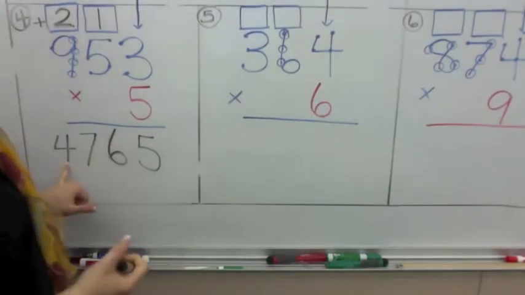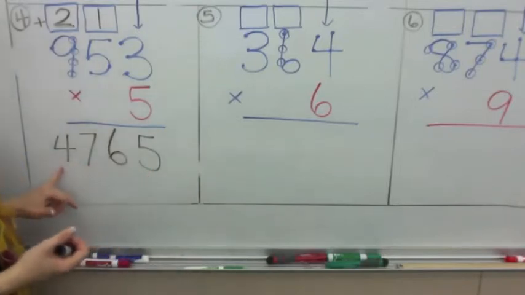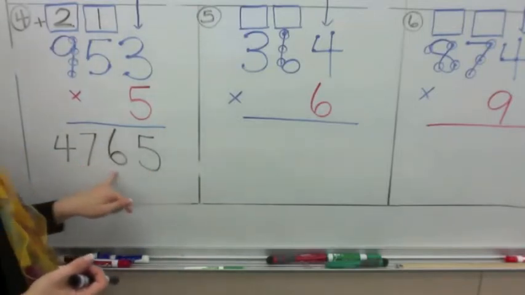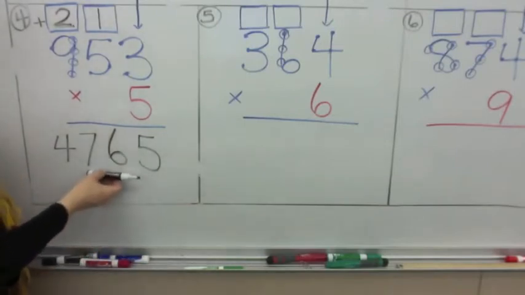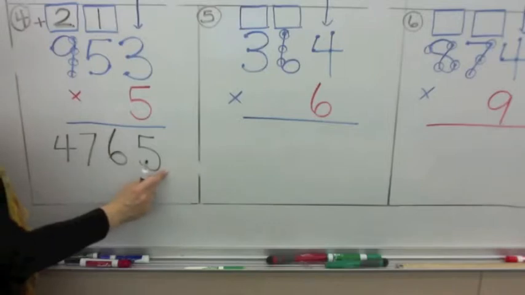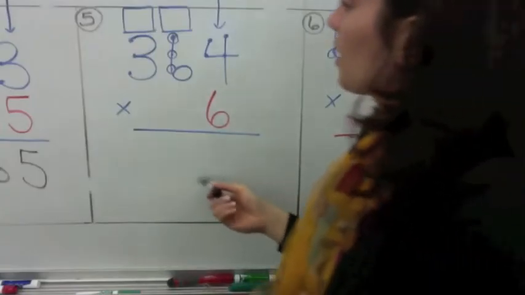The answer is 4,765. Say it with me again. 4,765. And with numbers that are large like this, you're going to have to use commas. So you're going to start here and you're going to say 1, 2, 3, then you're going to put a comma. Okay, 4,765. Let's try example 5.